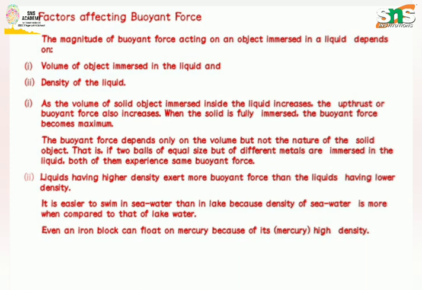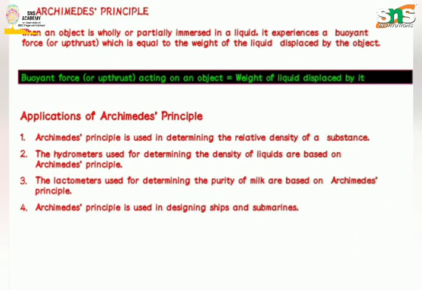When you place an iron nail and a plastic mug in water, the iron nail will sink and the mug will float because of the density. The density of the iron nail is more than the density of water, so the iron nail sinks, and the density of plastic is less than the density of water, so the plastic floats.